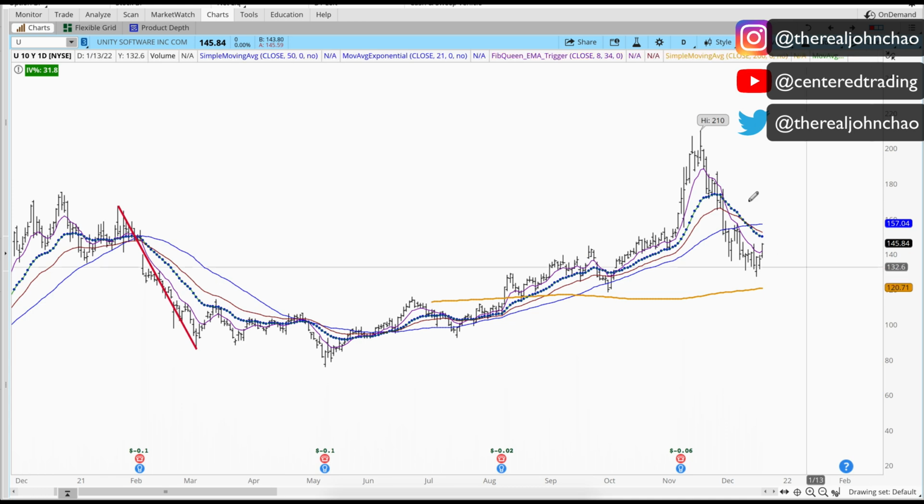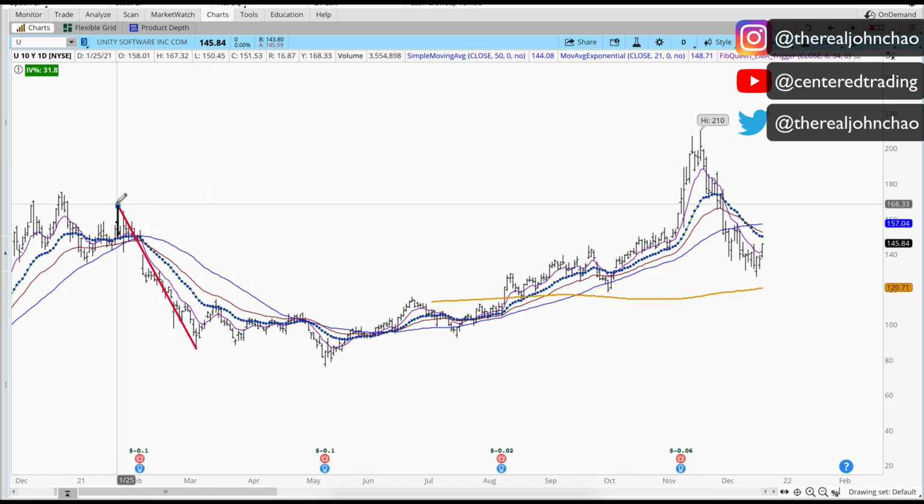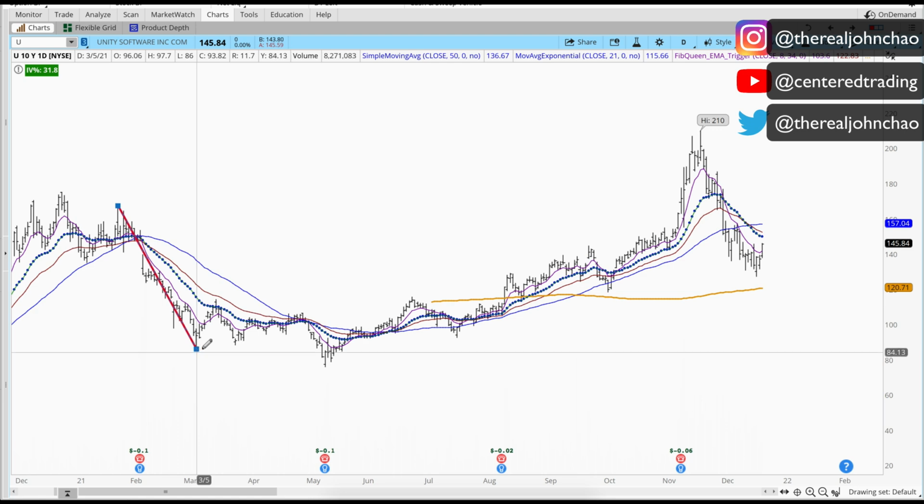Unity software on the daily chart, pullback over here. We're looking for WA support. I'm looking at the history of this chart, looking for other pullbacks that are similar in dollar amount. I'm going to start to use this pullback right here.